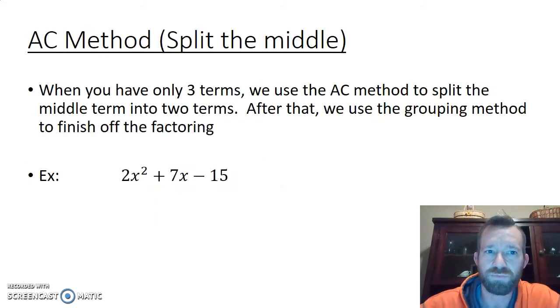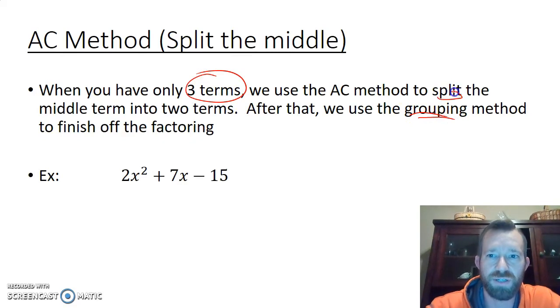That's grouping. Next method here is called the AC method. When you only have 3 terms, we still want to actually use this grouping idea, but we're going to have to split the middle 2 terms.